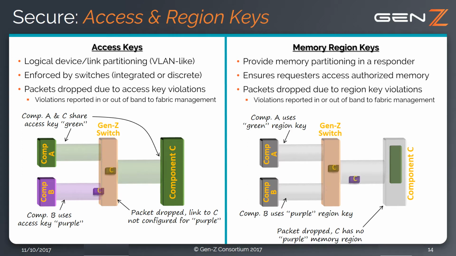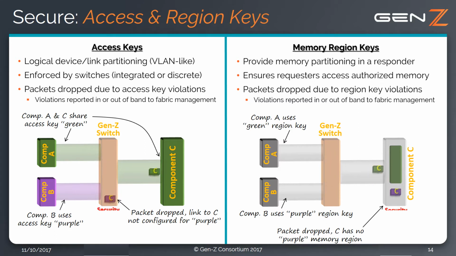The next security feature are memory region keys, which are designed to protect components that share their memory regions on a Gen Z fabric. Typical components that share their memory will do so by sharing multiple memory regions to different components on the fabric, those typically being compute components using these regions. The use of memory region keys ensures proper partitioning and protection to prevent components from unauthorized access to memory regions shared on one or more fabrics.